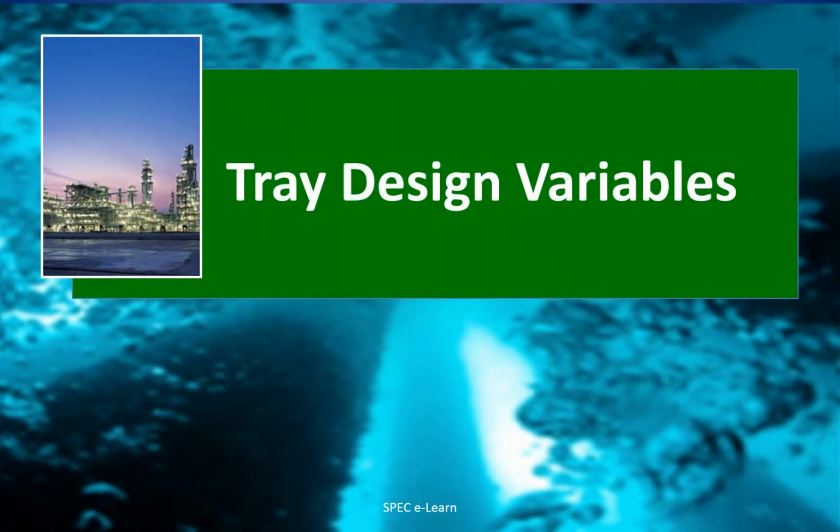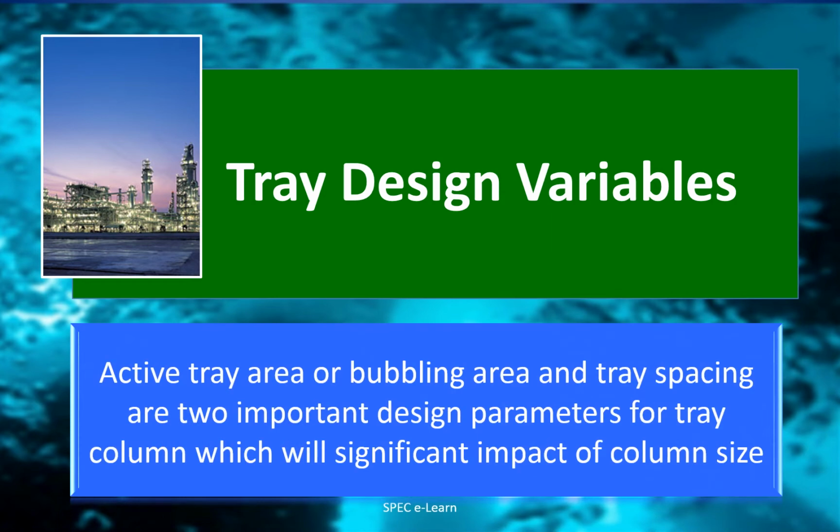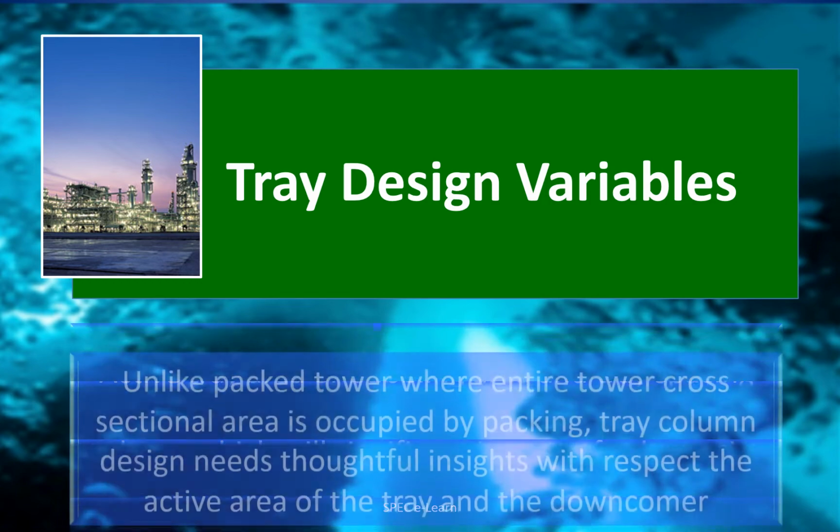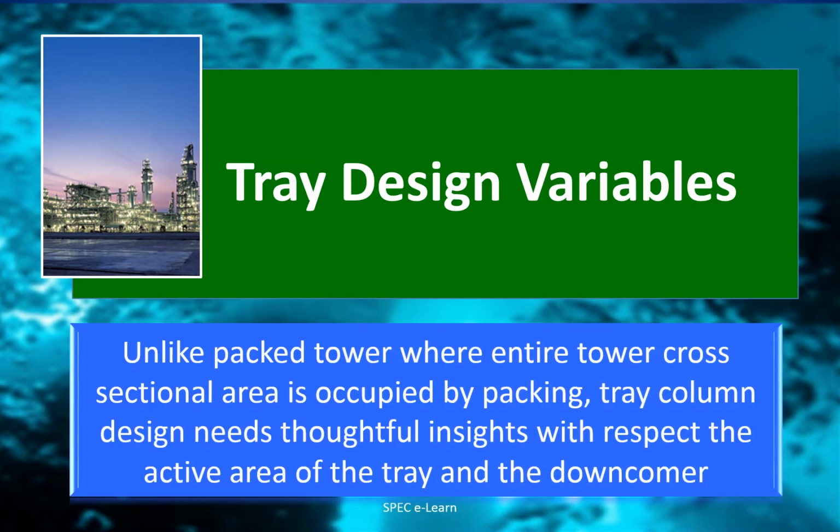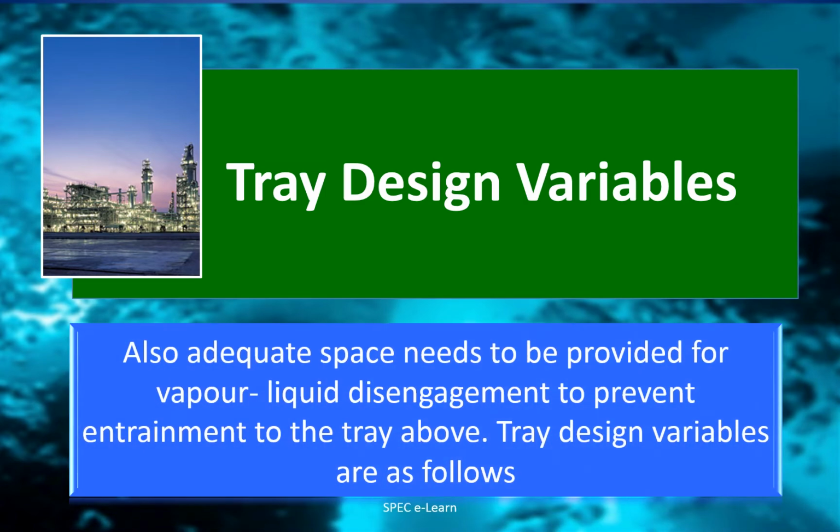Tray design variables. Active tray area or bubbling area and tray spacing are two important design parameters for a tray column, which will significantly impact the column size. Unlike a packed tower, where the entire cross-section of the tower is occupied by packing, tray column design needs thoughtful insights with respect to the active area of the tray and the downcomer. Also, adequate space needs to be provided for vapor-liquid disengagement to prevent entrainment to the tray above.